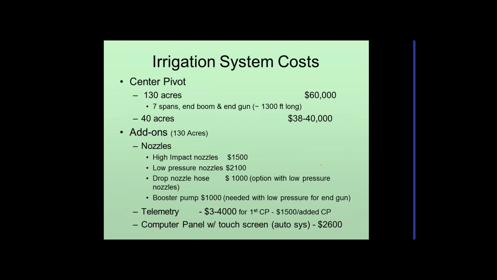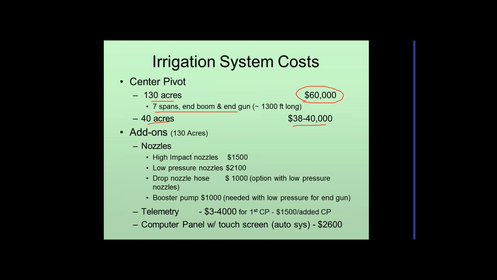The center pivot itself, for a 7-span with end boom, end gun, about 1,300 feet long to cover 130 acres, is going to be about $60,000. If we had a smaller field, say a 40-acre field, that would be between $38,000 and $40,000. So you don't save a whole lot by going smaller. It's still considerable costs there, and higher cost per acre.